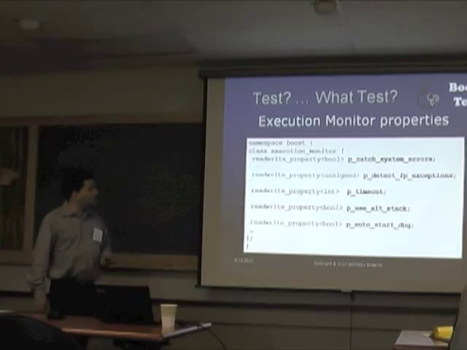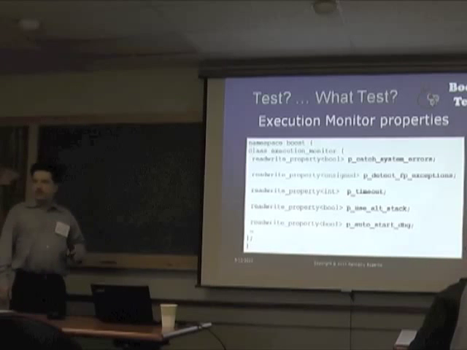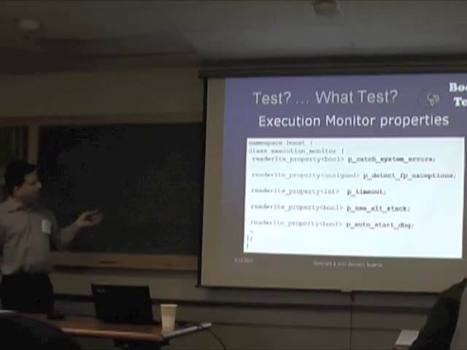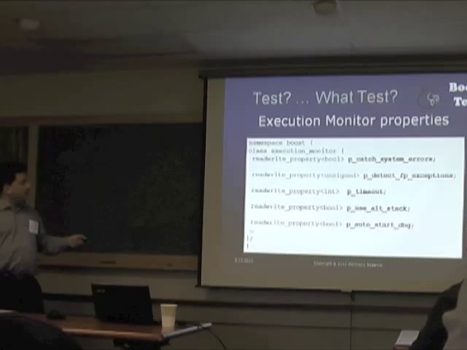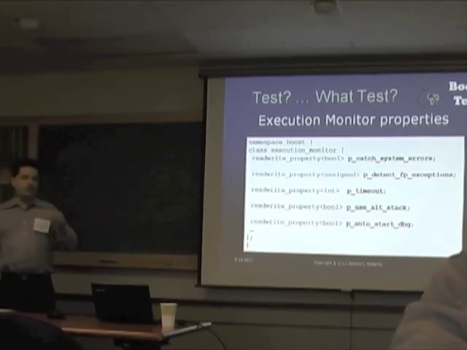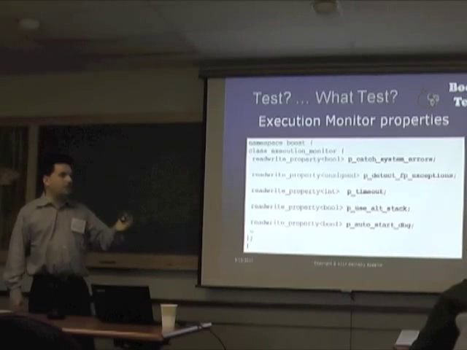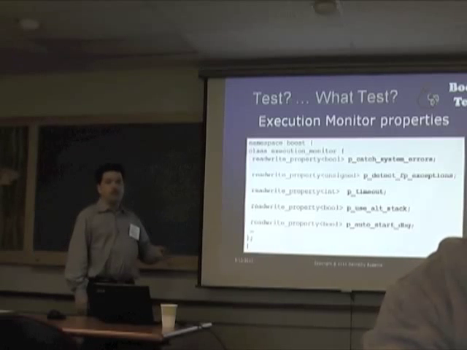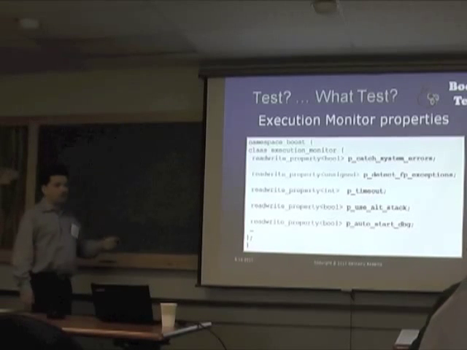The execution monitor's configuration part comes from using properties. You remember the example: you first create an instance and you run. So when you create an instance, you can modify properties of this execution monitor. There are, at this point, five, I think there's going to be another one soon. The first one is catch system errors, and it's a Boolean property which says whether or not you actually want to catch fatal system errors like memory access violation. So if you want a core dump, you will set it to false. If you want uniform error reporting, if you want to deal with it a different way, you set it to true.